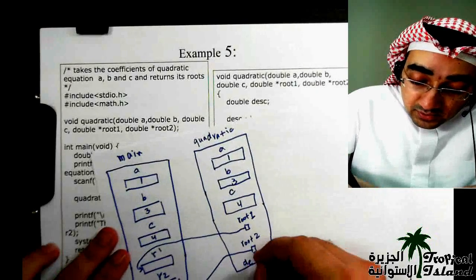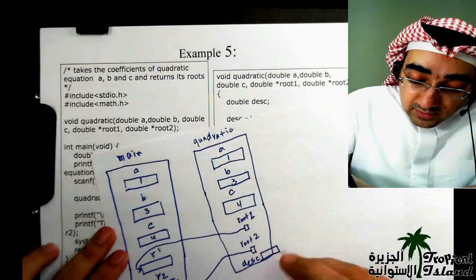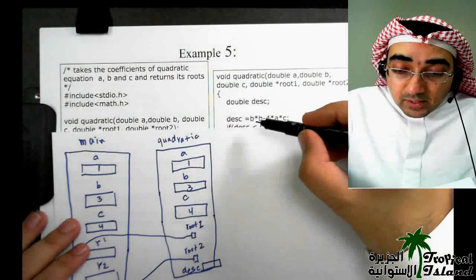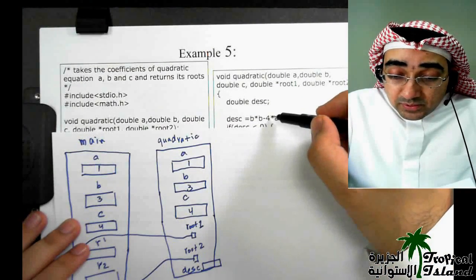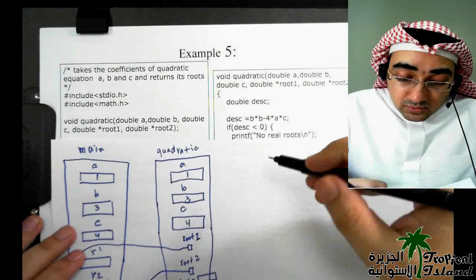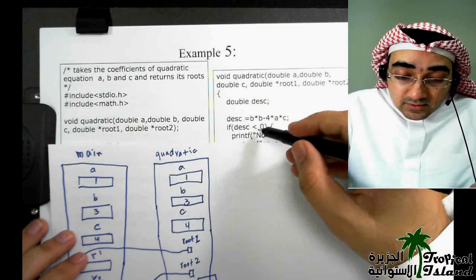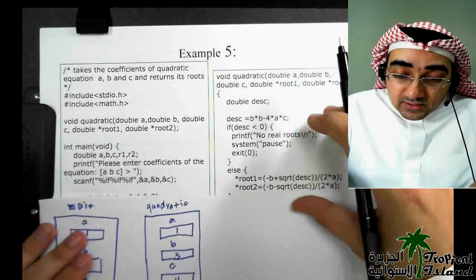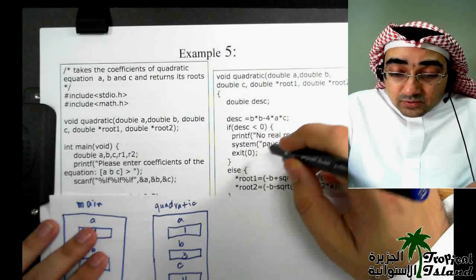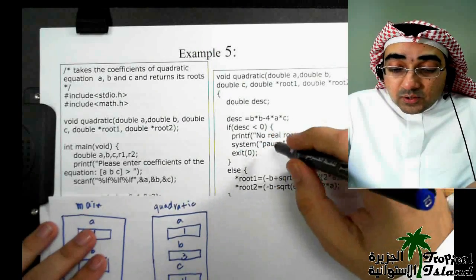So we start going over here, double disc, so we come to disc. This is another variable, I forgot to leave space for it, but it's okay. And then we say disc is equal to B squared minus 4AC. We calculate this, store it over here, and we say is this less than 0. If this is less than 0, that means we do not have real roots, so we print that to the user and we exit our program.